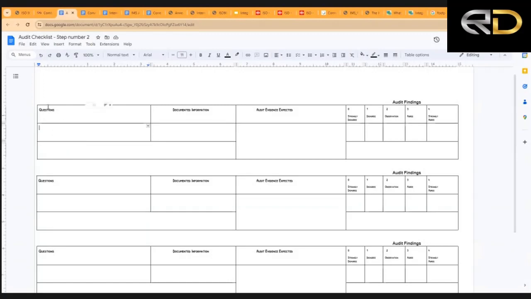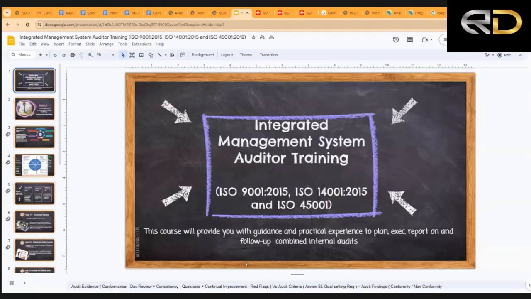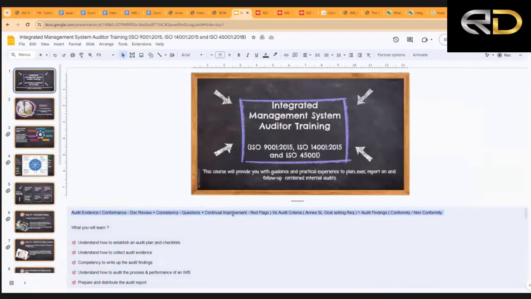Anyway, with that being said, this is an audit checklist, and it is going to remind you what to do during an audit. So how exactly do you prepare an audit checklist? Let us look at the components. This is the questions, this is the documented information, the section for the audit evidence expected, and also the audit findings that should be generated. And this is where you're going to put your observations. So first of all, let me come back to the beginning of the webinar so that I can give you again this auditing equation.